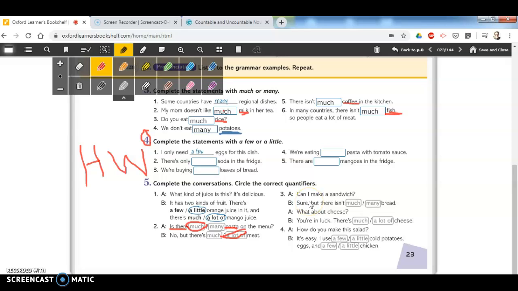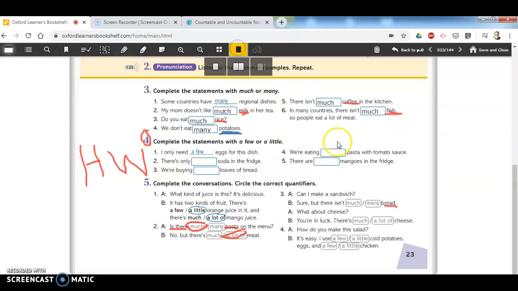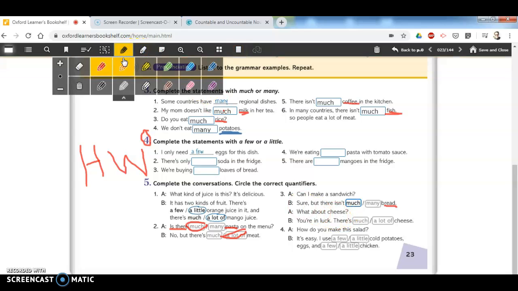Three, can I make a sandwich? Sure, but there isn't much bread, many bread. No hay mucho pan o muchos panes. The word bread in English is singular. I don't see the letter S. So I would have to use much.